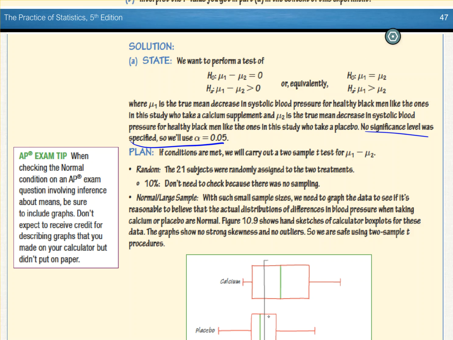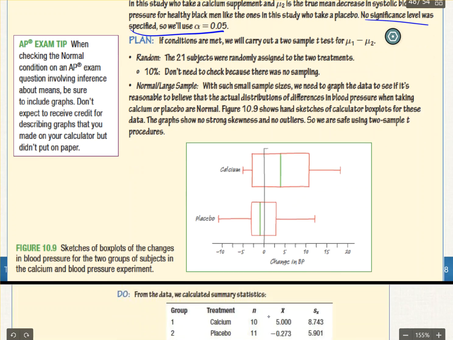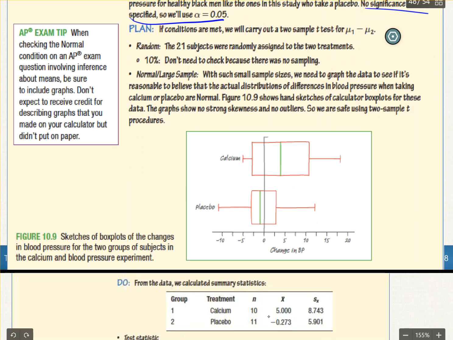So it was random, double-blind, everything like that. Again, it's an experiment, so in experiments we don't have to worry about the 10% condition because there was no sampling. And so we have small sample sizes. That's kind of a bit of a problem, so we need to look and see if the data look approximately normal.